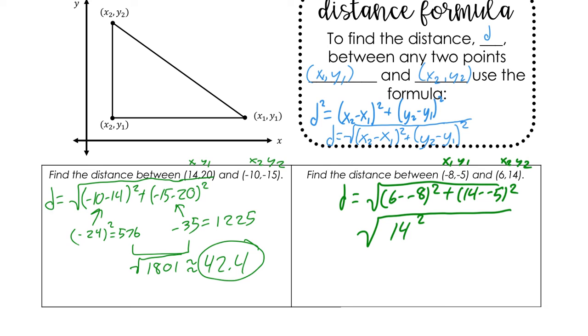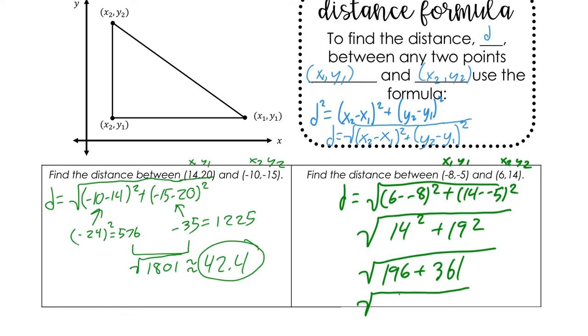Let's square these two differences. So 14 times 14 is 196, and 19 times 19 is 361. When we add these together, we get 557. Since d squared is 557, to get d by itself, we need to do the inverse of squaring, or take the square root. And the square root of 557 is approximately 23.6.